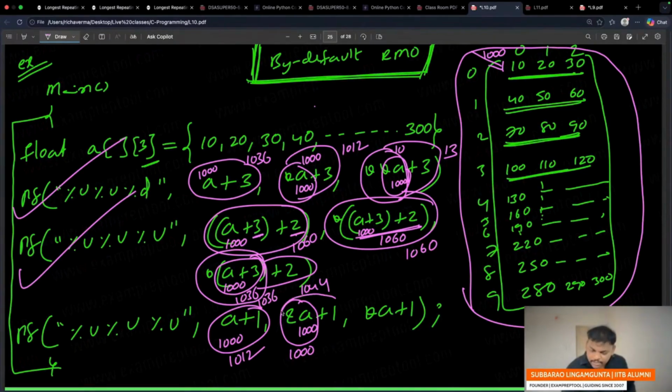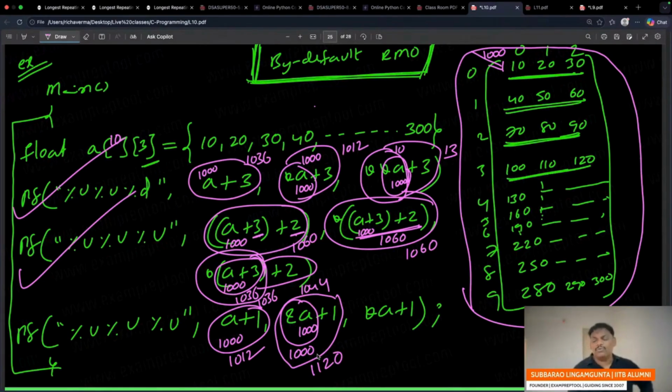Plus 1 means the total 2D array will skip. If at any point you want to skip the total 2D array, keep ampersand and do plus 1. What is the meaning? I think 10 rows and 3 columns, so total 30 elements. 3, 10 times. Every element is 4 bytes, 30 into 4 is 120. So 1000 plus 120 is 1120.